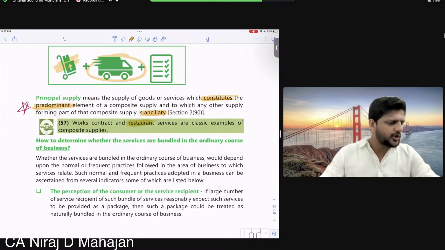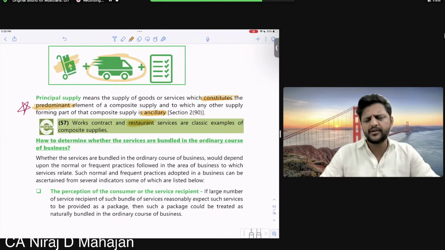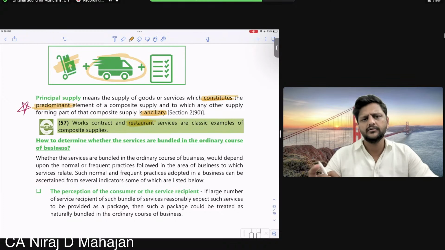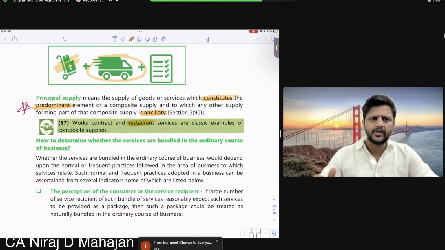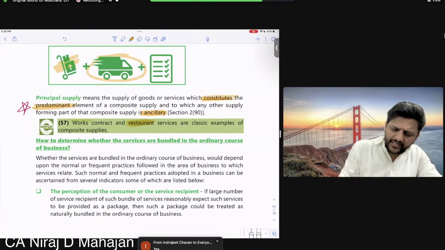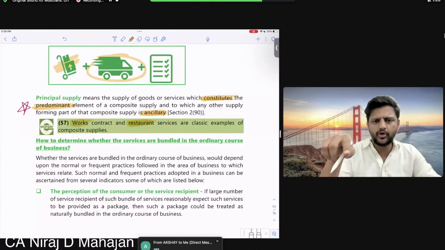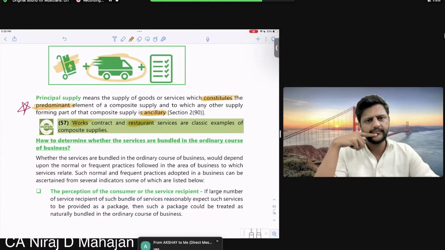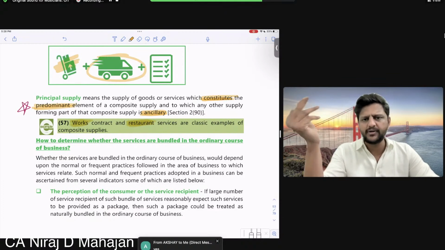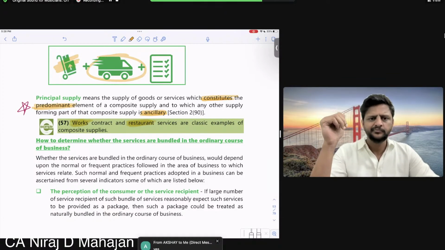In the restaurant, bachcho, what is the composition over here? What is composite in the restaurant? Food and service. Hi, Anna. Clear to all of you? Works contract, bachcho, I have told you many times, it is supply of goods as well as labor. Yes, everybody? One of them, bachcho, is to be considered as principal supply. Clear?